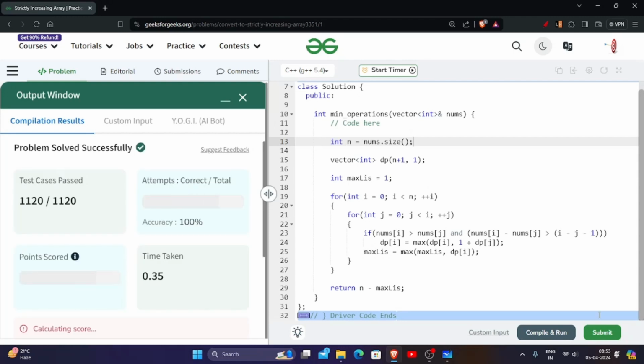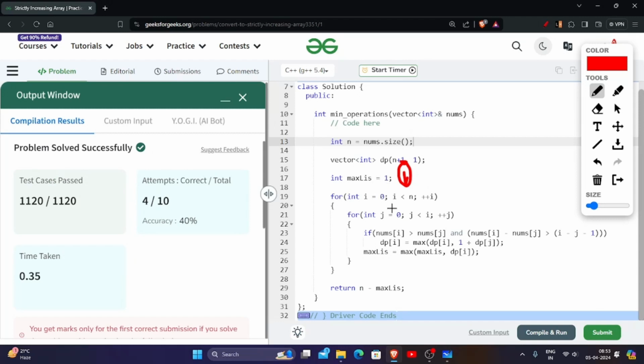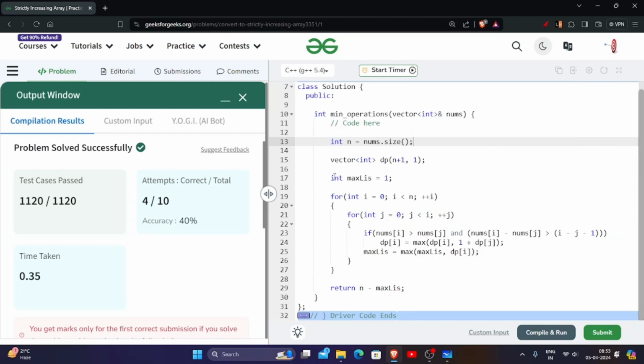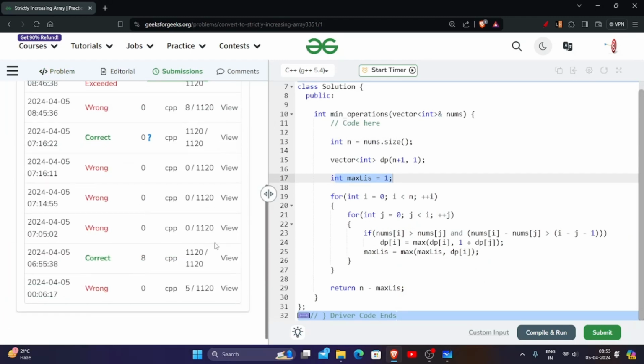Actually, let's say I did not initialize this as 1, and it should have been 1 already. Then the first loop says i is less than 1 and j is 0 less than 0. If my n was 1, it would run 0 is less than 1, yes, and the second loop would run 0 less than 0, which will never run. So my max LIS will never get updated. That means I should have made it 1 already.